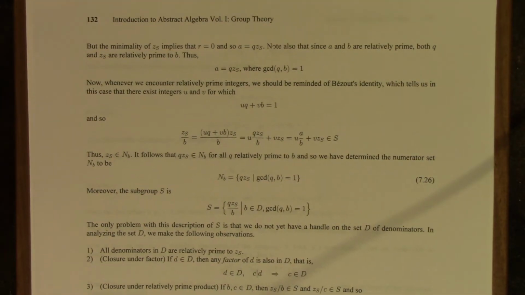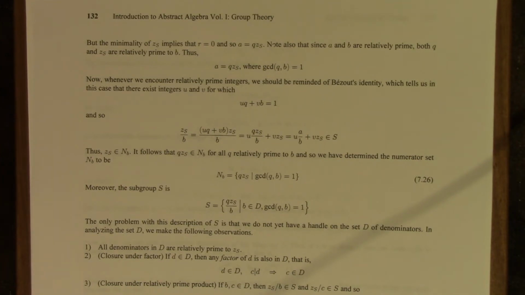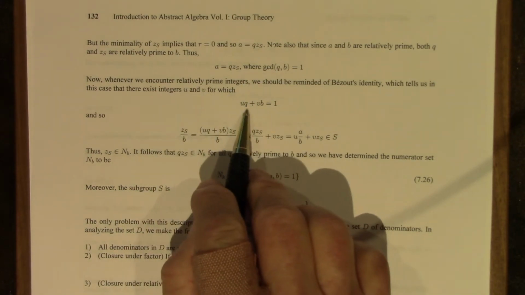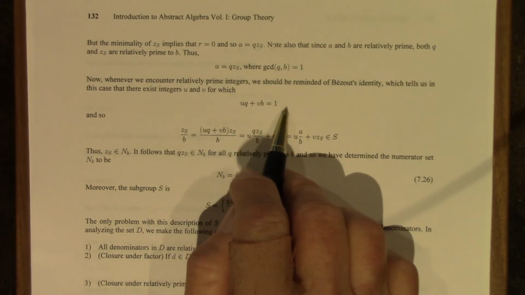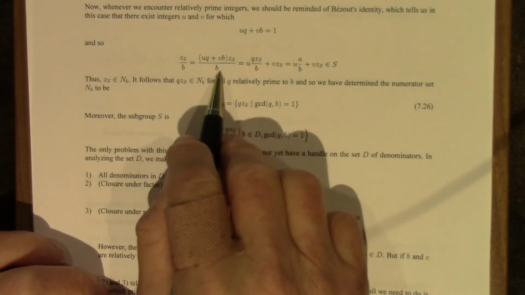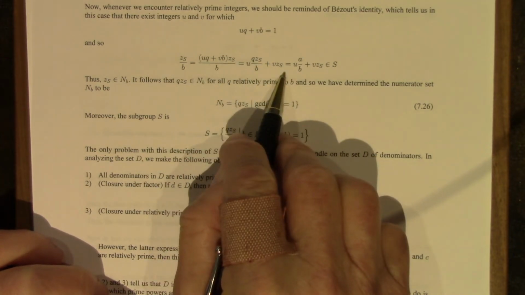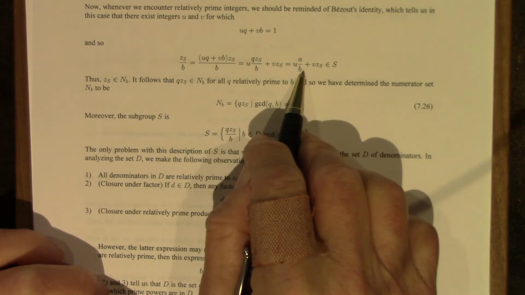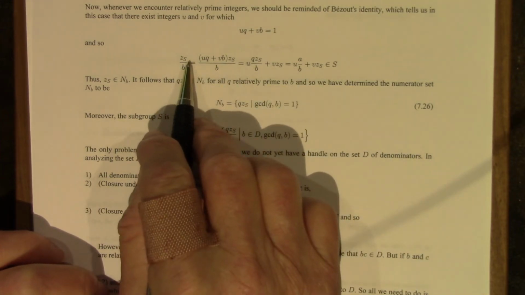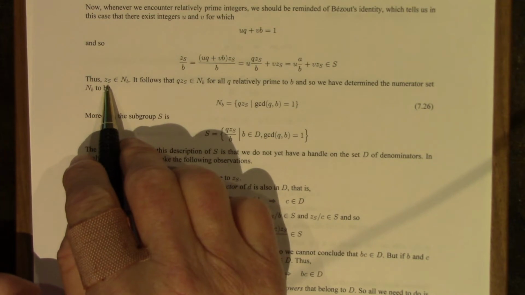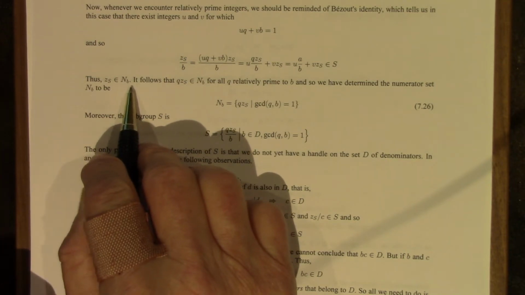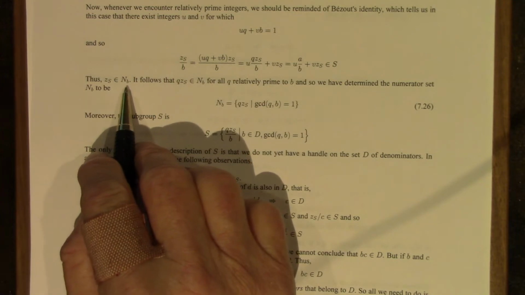Now, whenever we encounter relatively prime integers, we should think about Bezout's identity. So in this case, we know that there are integers u and v for which uQ plus vB equals 1, and so Z over B is equal to 1 times Z over B, which is this expression. You split it up. Q Z sub S over B is A over B. A over B is in S, Z sub S is in S, this whole thing is in S, so this special integer, this extreme witness, Z sub S, is a numerator for B, and in fact B was an arbitrary denominator, so Z sub S is a numerator for all denominators.